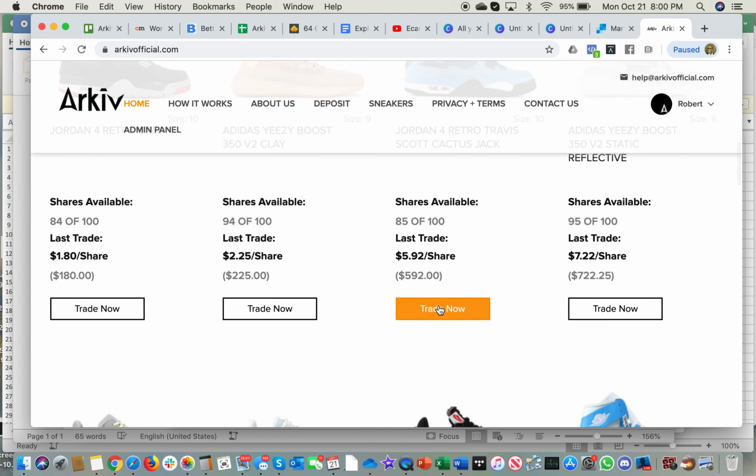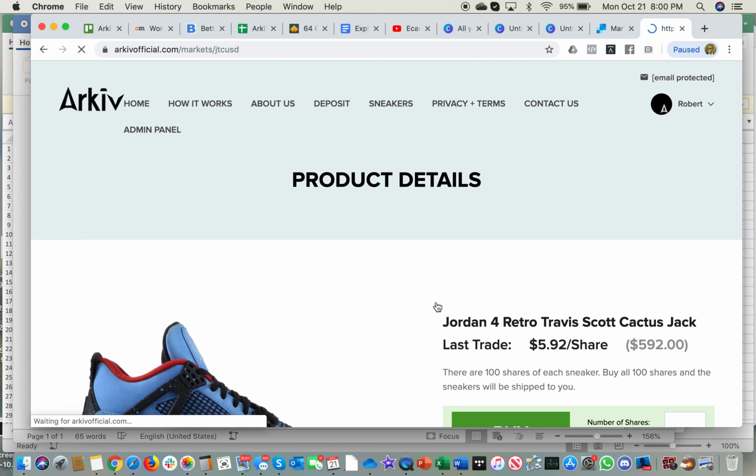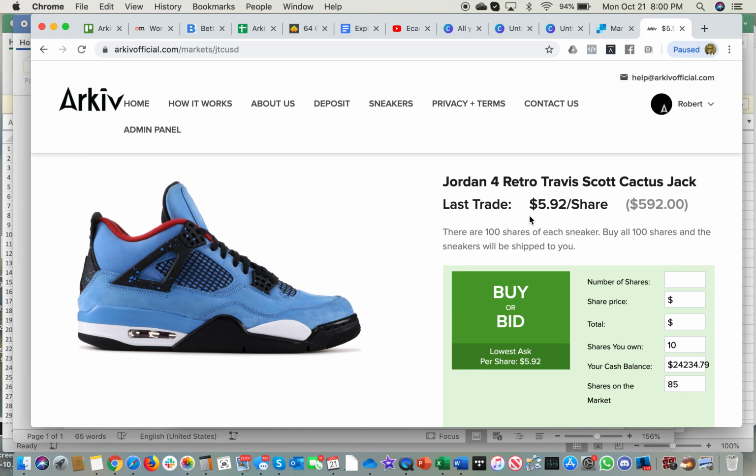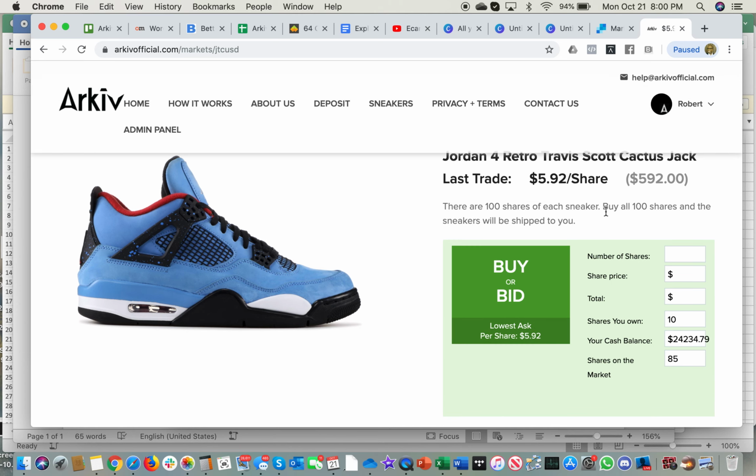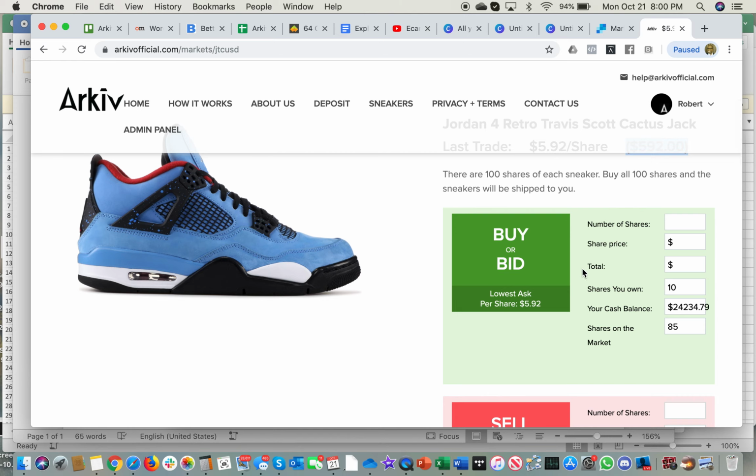Cactus Jacks, click trade now, and you can see here that the last trade was for $5.92 per share, which gives it an implied value of about $592. There are 100 shares. Each sneaker has 100 shares. So you basically just take the price per share times 100, and that'll give you the implied value. Just so you have an idea, based on the last share trade, this is what the market is valuing the sneaker at now.